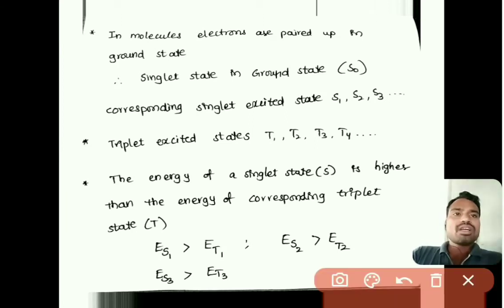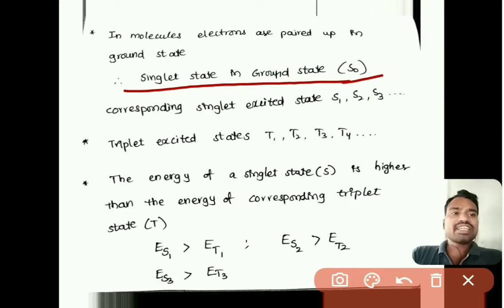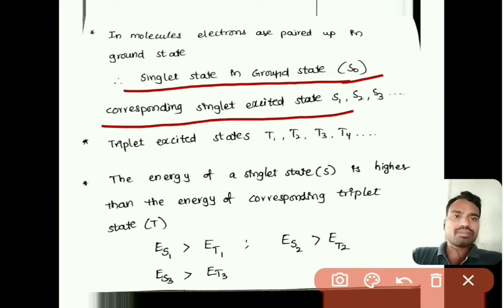So in molecules, electrons are paired up in the ground state. Molecules always have electrons in the ground state in a paired up state. So that's why molecules always exist in a singlet state, the singlet ground state. That is called S0. The corresponding singlet excited states are S1, S2, S3, S4, S5 and so on.